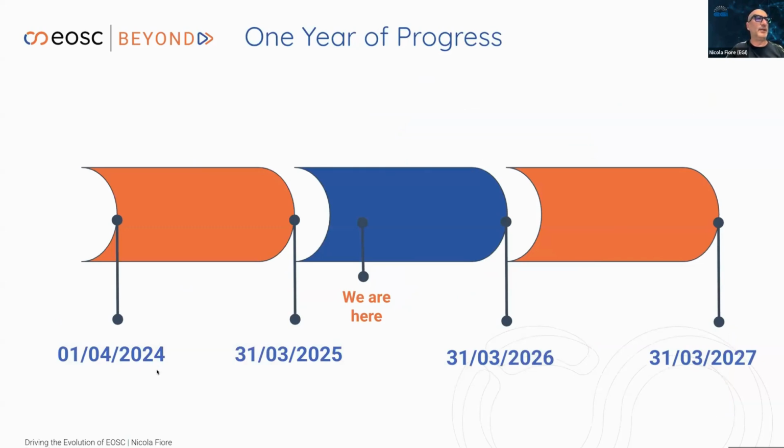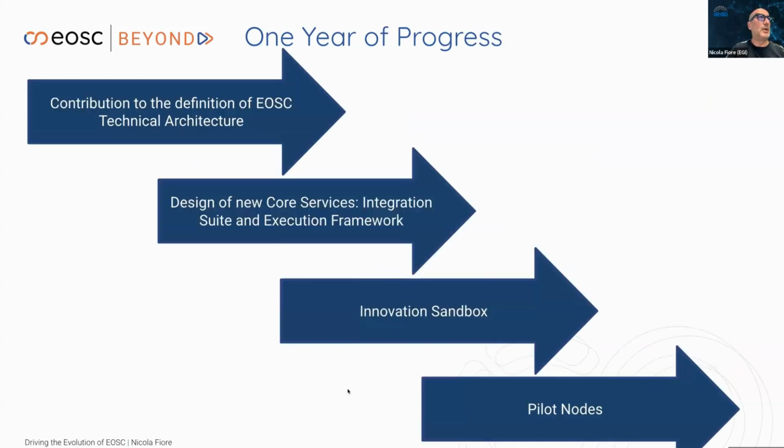The project started in April 2024. Now we are likely in the middle. We will land in March 2027. In our first year of progress, we worked mainly on 4 activities. We started to define the EOSC technical architecture. We designed the new core services for the integration suite and execution framework. We released a first version of the innovation sandbox. We started the work with the pilot nodes.